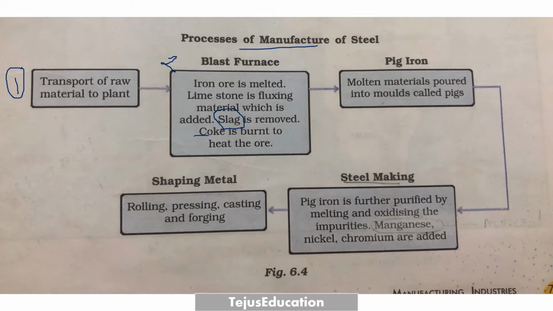Now comes coke. Coke is burned to heat the ore. Why are we heating the ore or iron ore? So that it can be melted. So now we come to the third stage, pig iron. The molten iron ore is poured into molds, and these molds are called pigs.